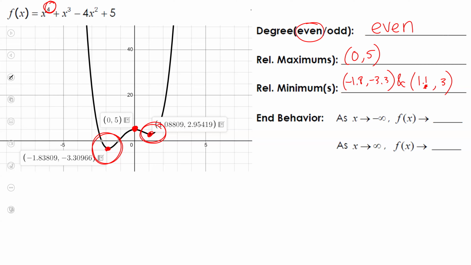Now I'm missing increasing and decreasing. So let's add that. Put increasing and decreasing, and we'll add that in. And we'll talk about end behavior last.